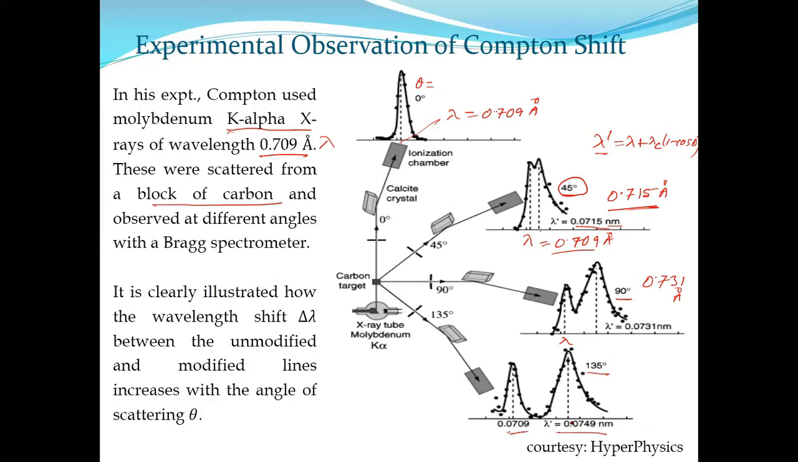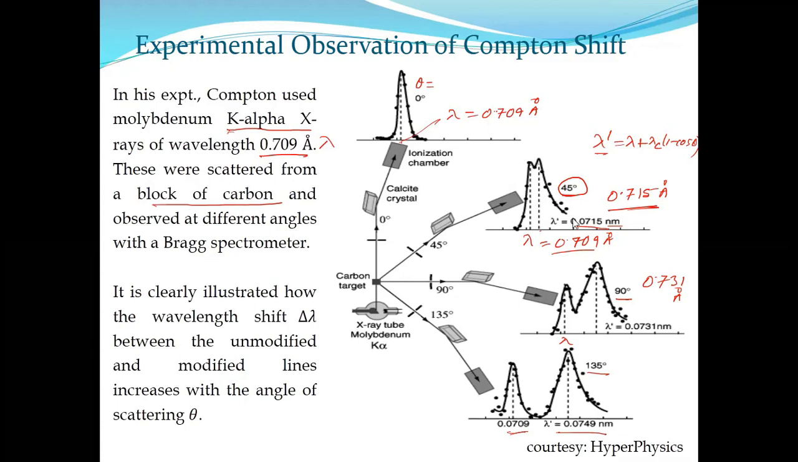That means we are getting two peaks. Two peaks means we are getting two wavelengths. Experimentally, we are observing two wavelengths, not a single wavelength. Only at theta equal to 0, we are getting a single wavelength, because at 0, we know there is no Compton shift. But in all the other angles, we are getting some values. Can anyone tell me the reason? Why do you think we are observing this 0.709 angstrom?